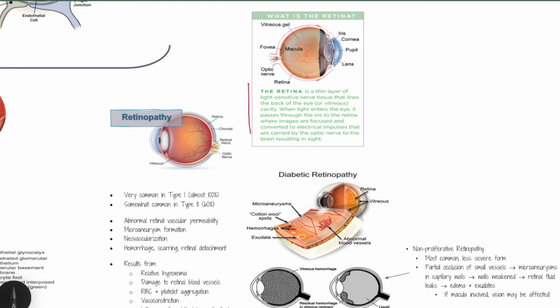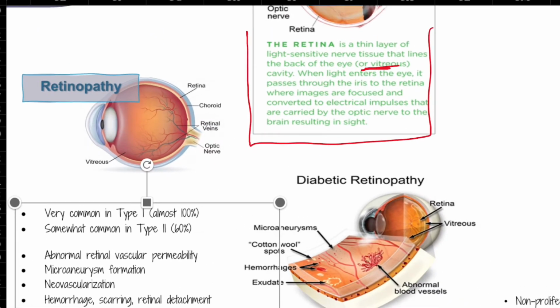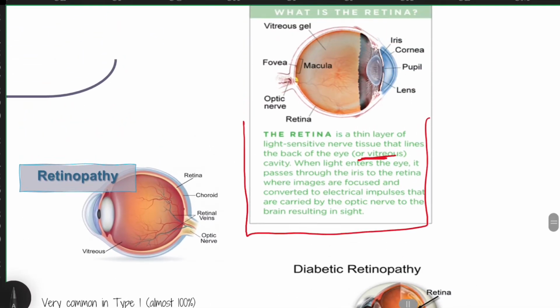The retina is a thin layer of light-sensitive nerve tissue that lines the back of the eye, or the vitreous cavity. When the light enters the eye, it passes through the iris to the retina where images are focused and converted to electric impulses that are carried back through the optic nerve to the brain, resulting in sight. Perfect. Now we understand basically what this thing is that we're about to talk about.